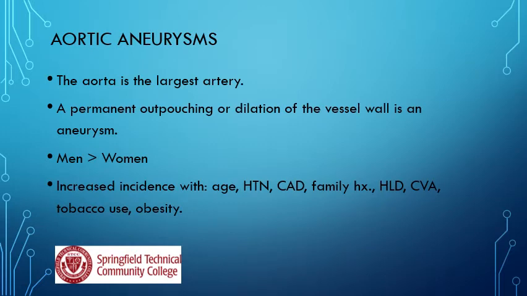So moving on, another vascular emergency, vascular disorder, is an aortic aneurysm. So the aorta is the largest artery in the body, and an aneurysm is a permanent outpouching or dilatation of the vessel wall. Aortic aneurysms are more commonly seen in men than in women, and it increases in incidence with age, hypertension, coronary artery disease, a family history, hyperlipidemia, history of stroke, tobacco use, and obesity. So there are a lot of different risk factors that can lend a person to having an aortic aneurysm.